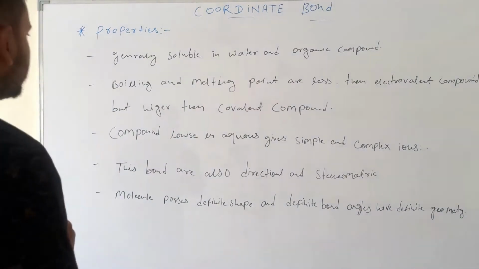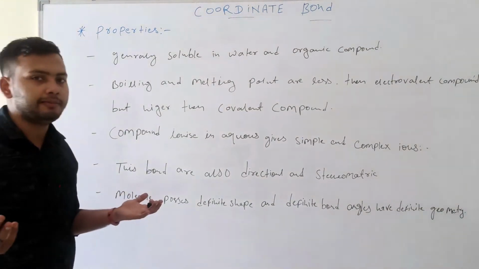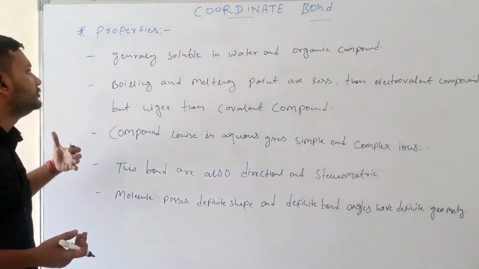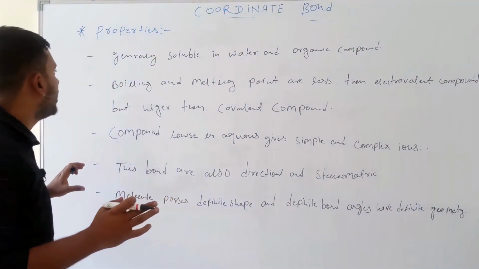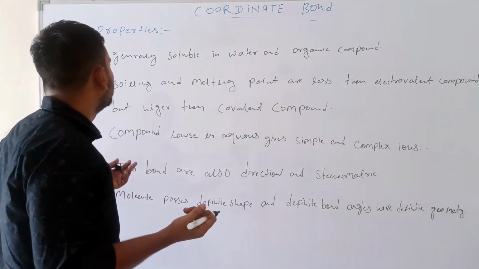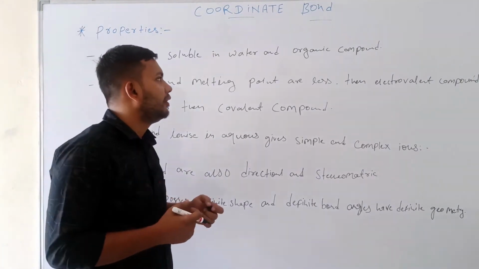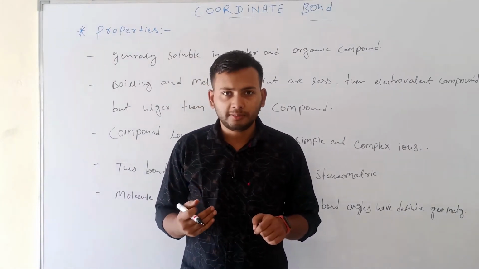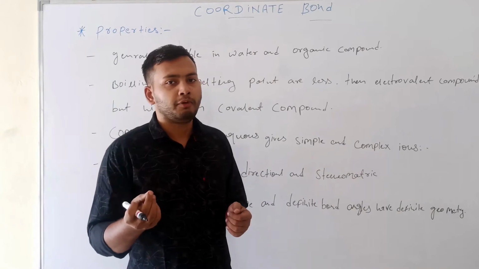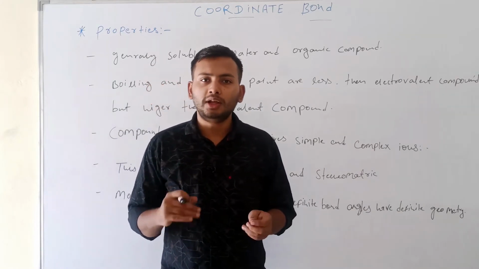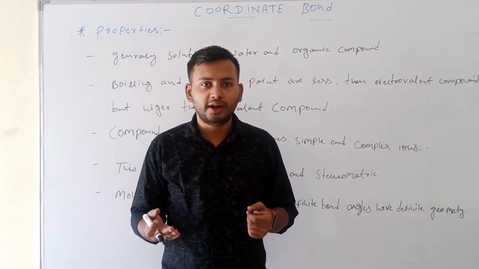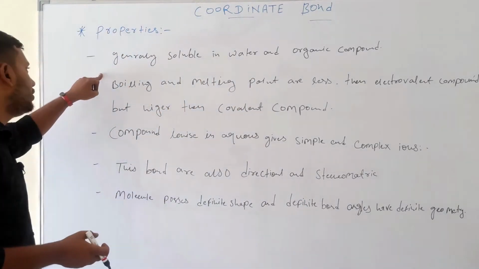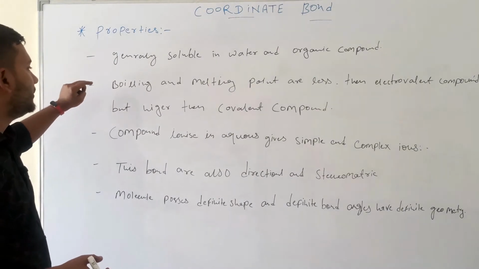Now we discuss some properties of these bonds. The first property: they are generally soluble in water and in organic compounds. A compound with coordinate bonds is soluble in polar solvents, generally in water, but we don't call water an organic compound.